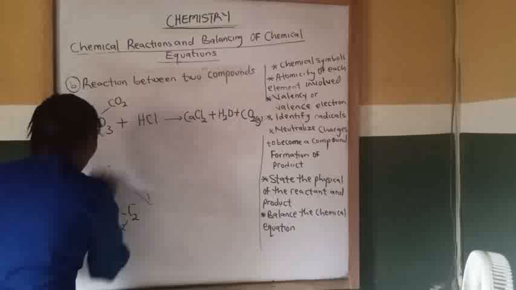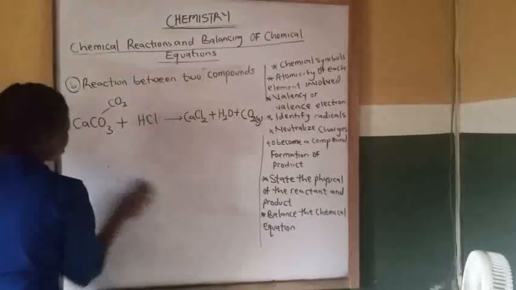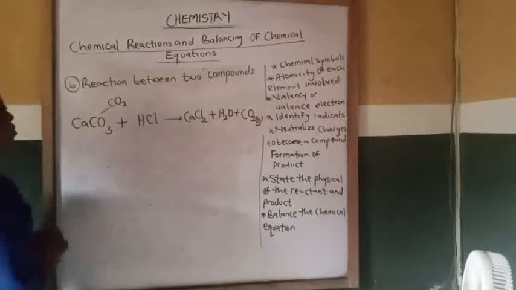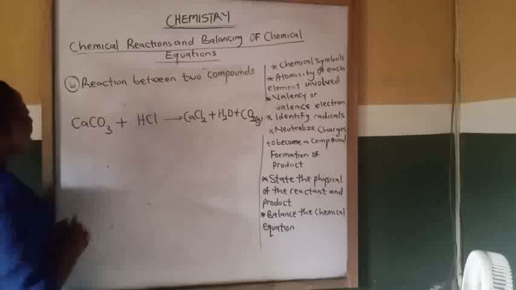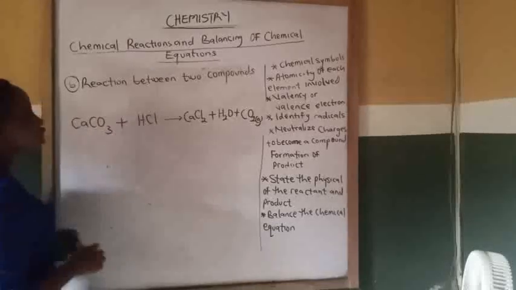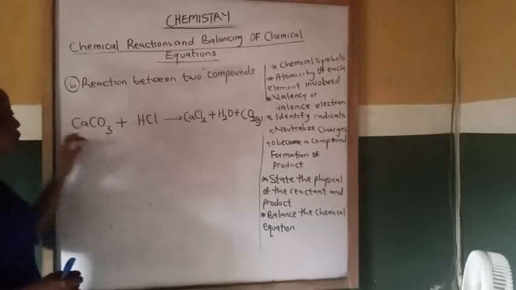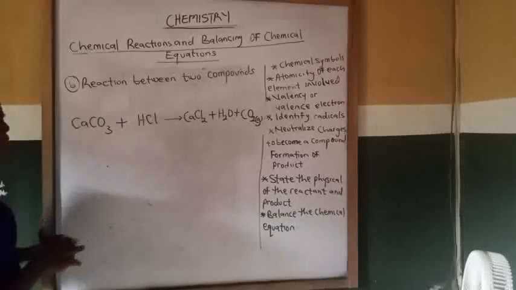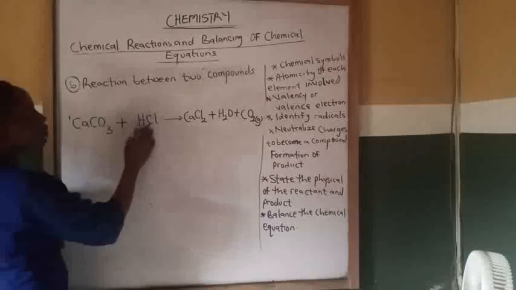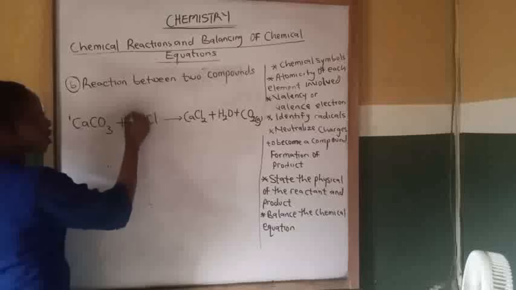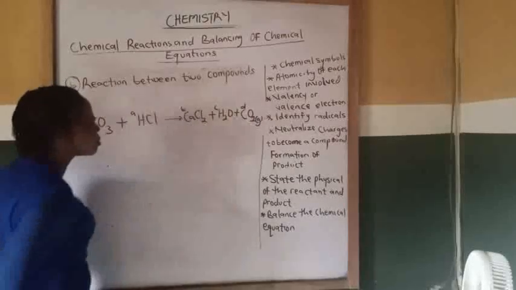Now let's balance our chemical equation. Assign a coefficient of 1 to the particle with the highest number of atoms. So this one contains the highest number of atoms, so assign a coefficient of 1. Then assign an unknown value to the other particles. So A, B, C, D.